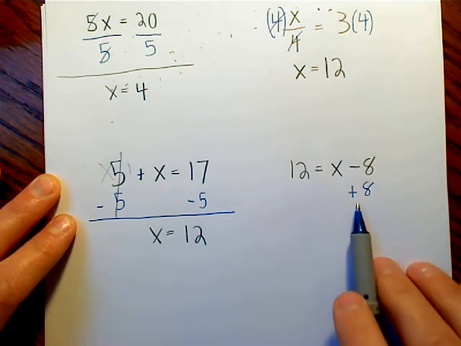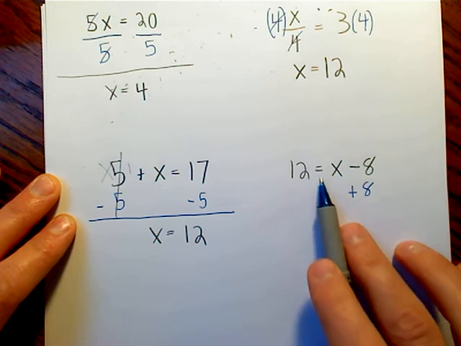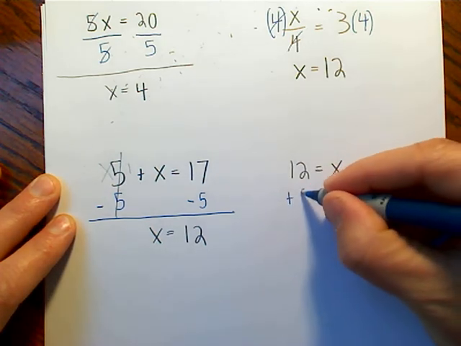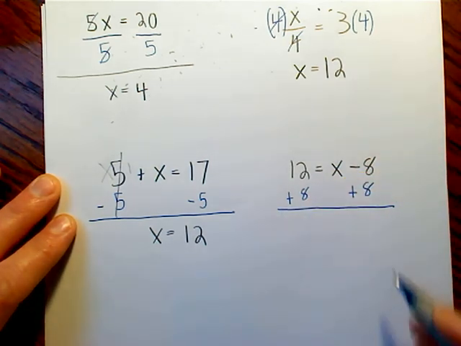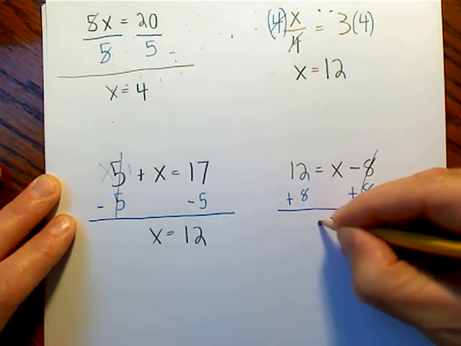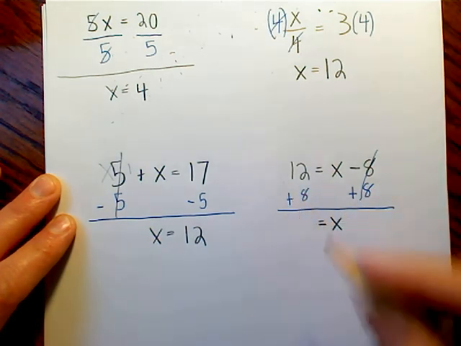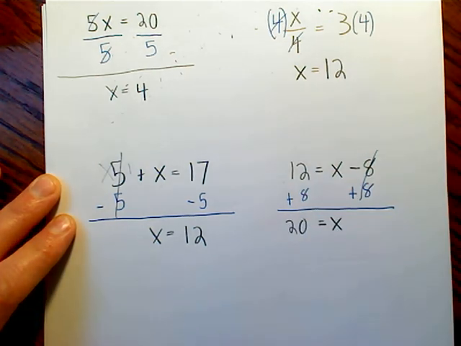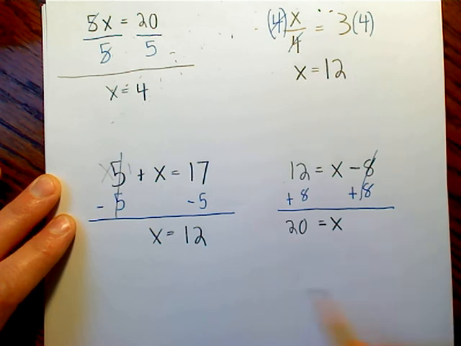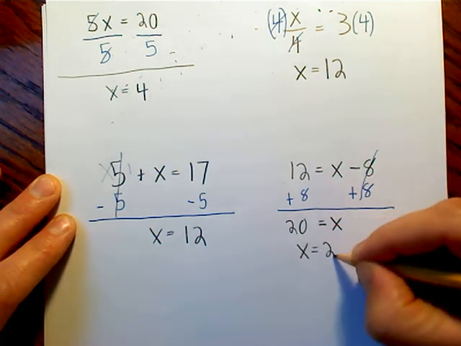And same thing, if I do something to one side of my equal sign, I've got to do it to the other side. So my 8s are going to drop out, leaving me with x all by itself. 12 plus 8 is 20, and there is my answer. Even though x is on the right side, that's okay. We know that x equals 20, and we can flip it around if that makes us feel better.